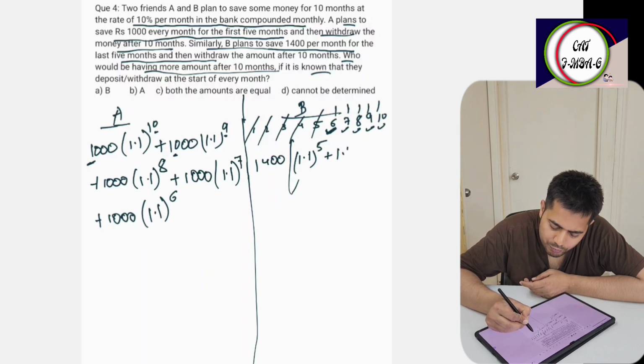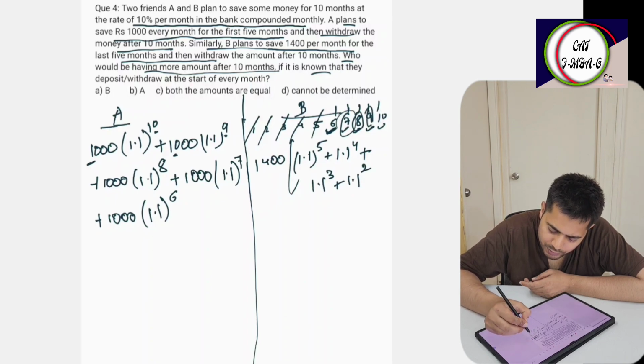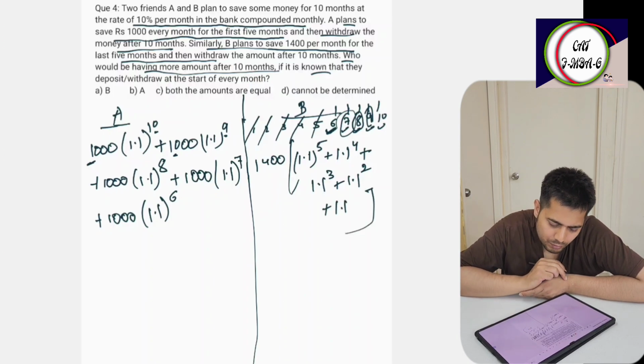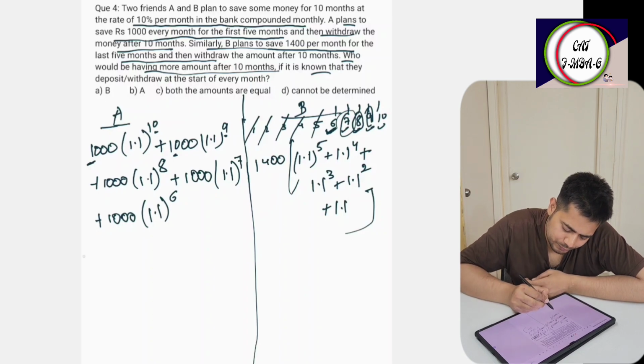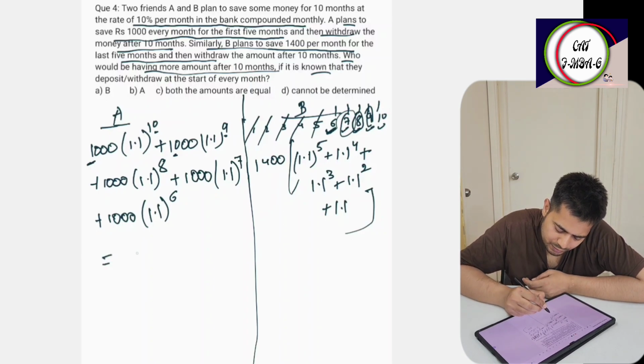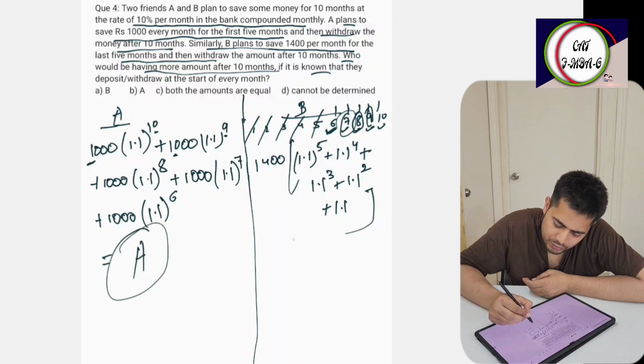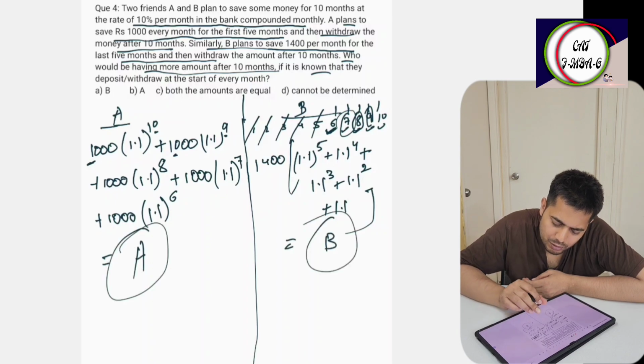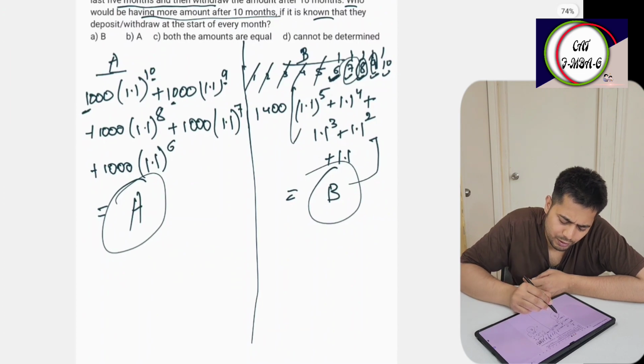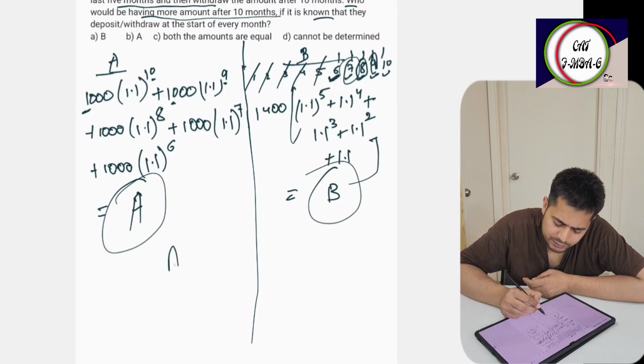Plus 1.1 to the power 4 for the amount saved in the 7th month, plus 1.1 to the power 3 saved in the 8th month, plus 1.1 to the power 2 for the 9th month, and 10th month plus 1.1. Okay, now you can solve this. If you solve this value, this will get the value of A, and this will get the value of B. You can use the calculator, you will find out that A is greater than B.